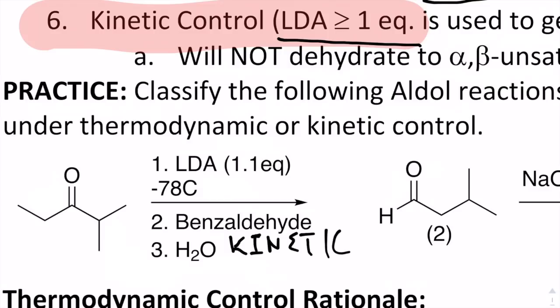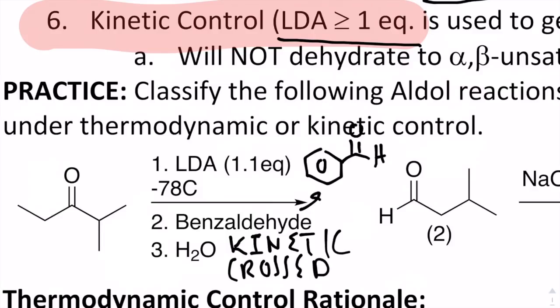The next thing I want to look at is, do I have two of the same molecule or do I have two different molecules? Well, we have this ketone as our starting reagent, and then we have benzaldehyde. You're not going to be tested on these common names, but I think benzaldehyde is something you should know. It's just an aldehyde directly attached to a benzene. And clearly benzaldehyde is different from that ketone, so we can say that this is also a crossed aldol condensation reaction. So that's crossed, and it's under kinetic control.